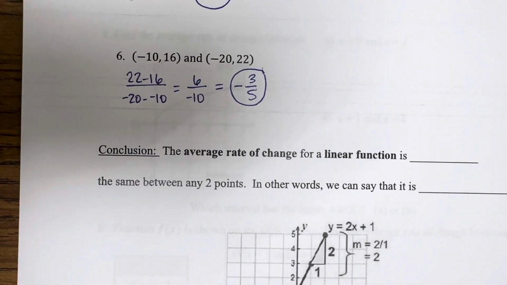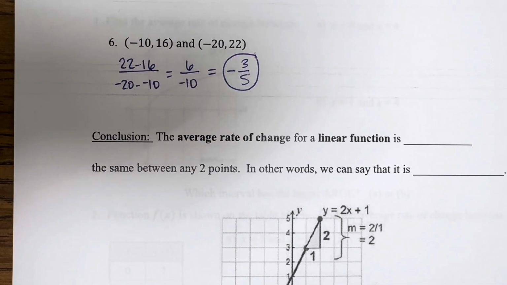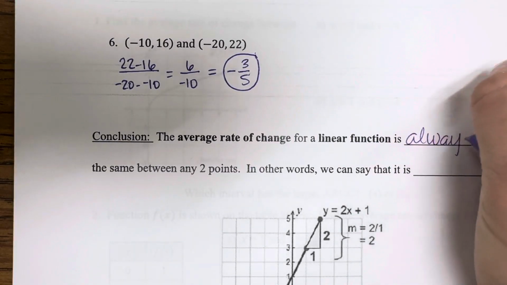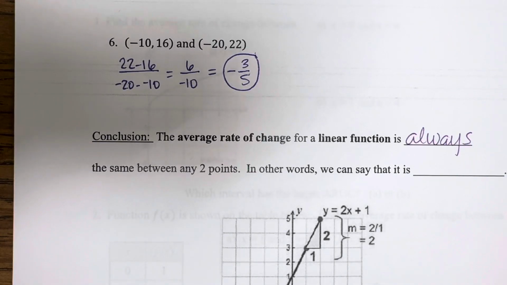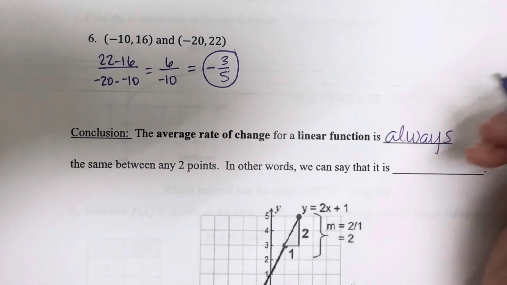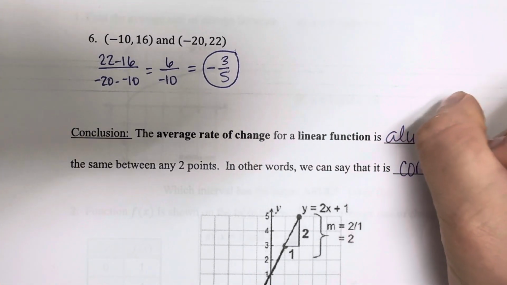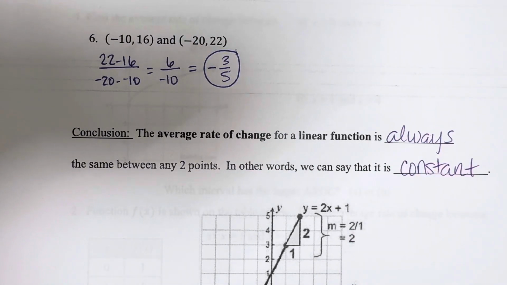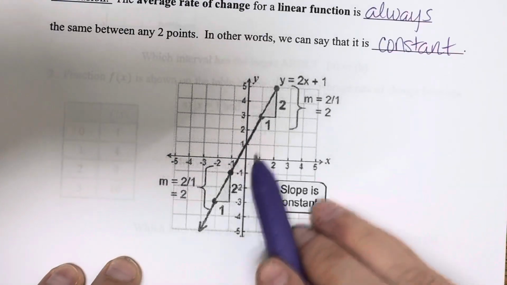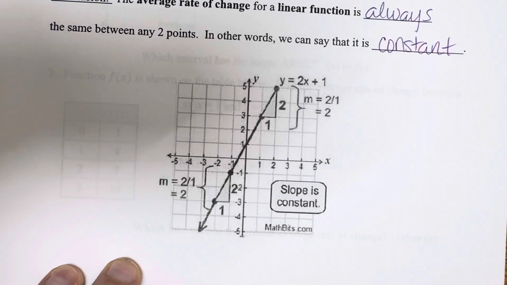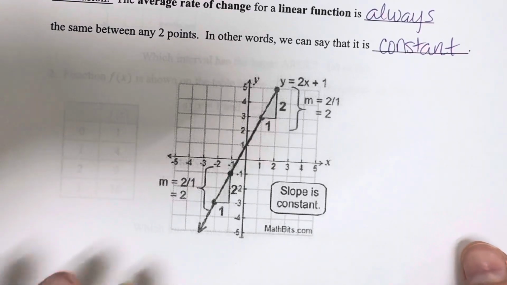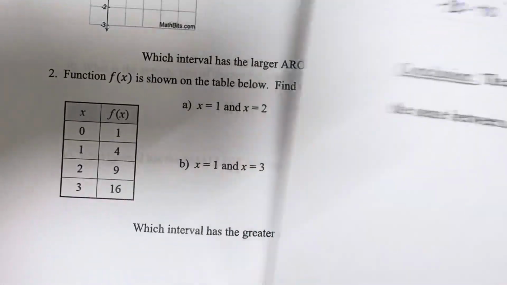So in the conclusion, it says your average rate of change for a linear function is always the same between any 2 points that you're given. In other words, we can say that it is constant. So when you have a line that's not changing directions, it's just going at a constant rate, your slope is constant, therefore it's the same no matter what interval of points you are given.